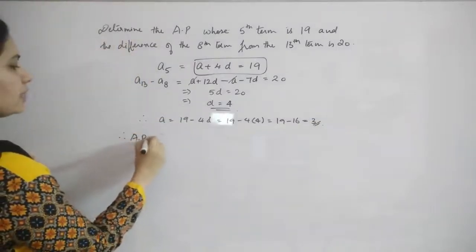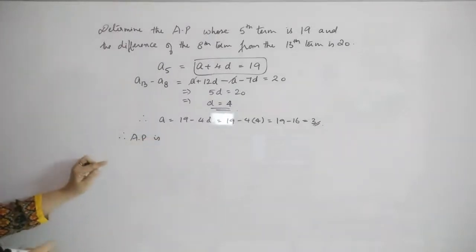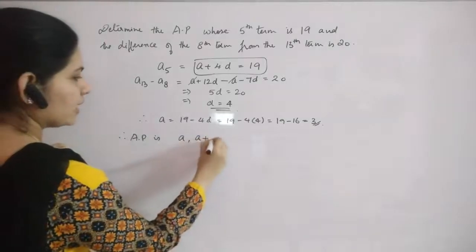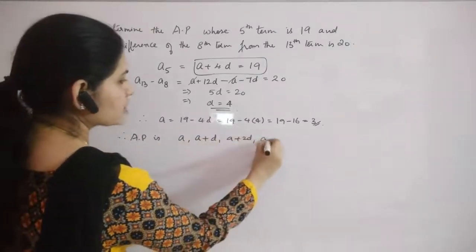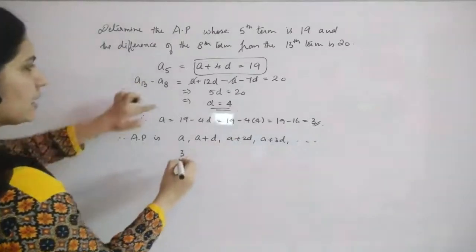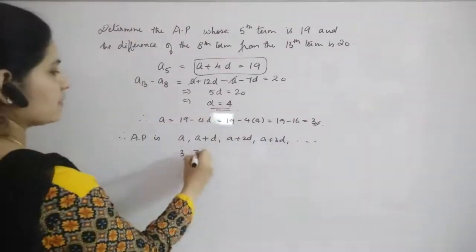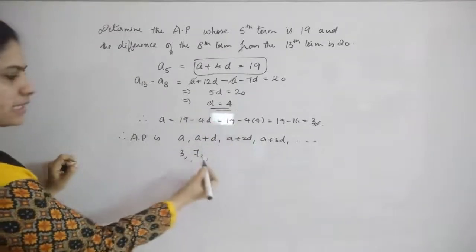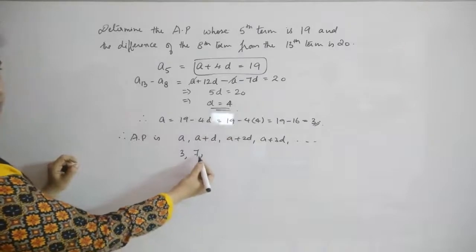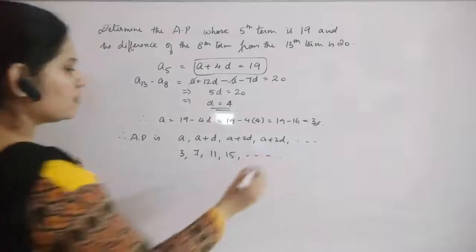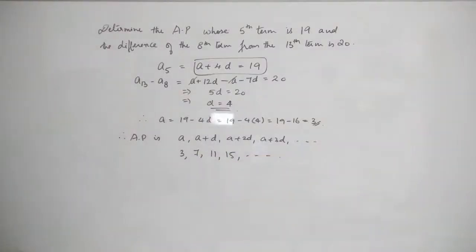Now how will you write the AP? AP is A, A plus D, A plus 2D, right? I am just writing for you. A, A plus D, A plus 2D, A plus 3D, like that it will go. So A is 3, A plus D will give you 3 plus 4, 7. Then you can just add the common difference for getting the next term. 7 means this is the second term. Third term means 7 plus 4, then plus 4, like that you will get. Minimum 3 terms you write, okay, when AP is asked, you write just minimum 3.